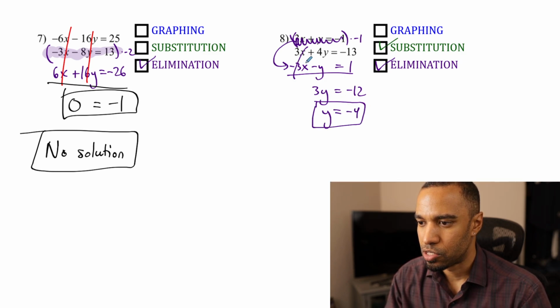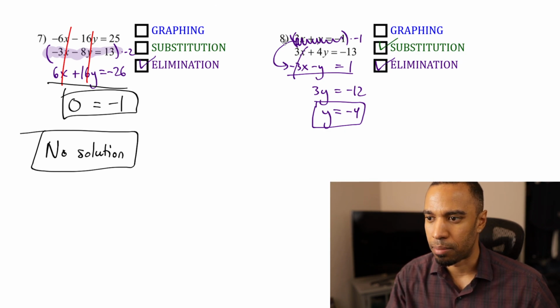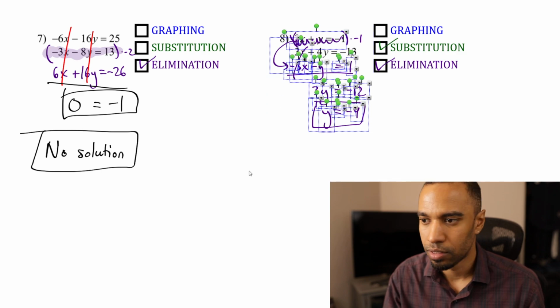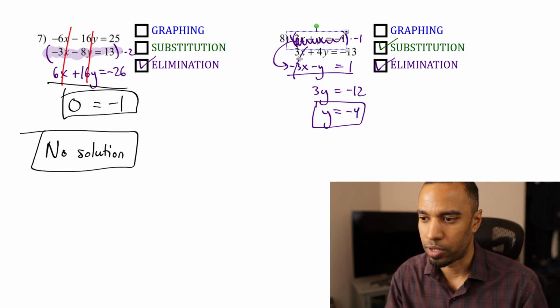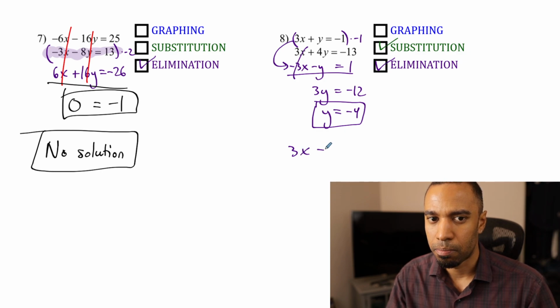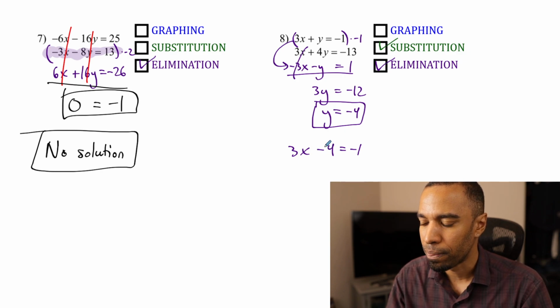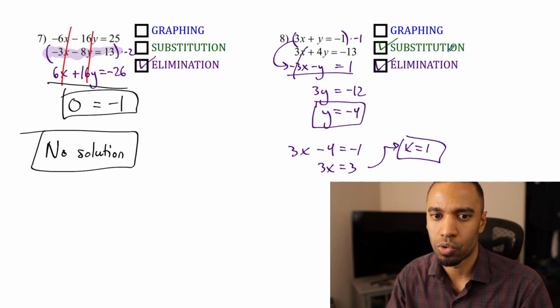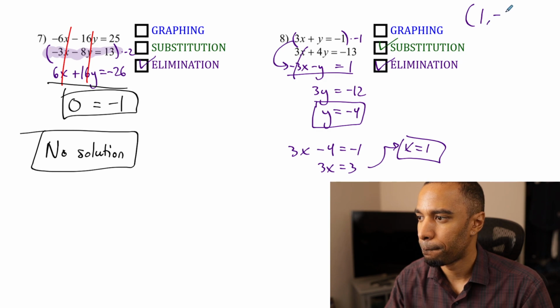Now, in terms of solving this thing, I want that top equation back again. Come back, Mr. Top Equation. All right, 3x minus 4 equals -1. Y is -4, 3x plus y. Add 4 over, 3x equals 3. Divide by 3, x equals 1. And our final solution set there is 1, comma, -4.